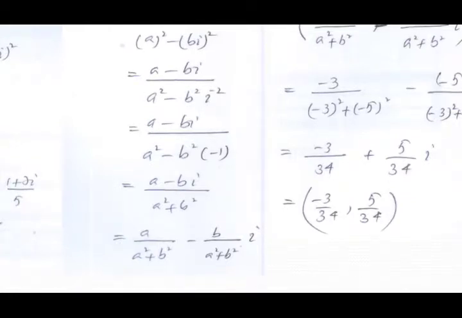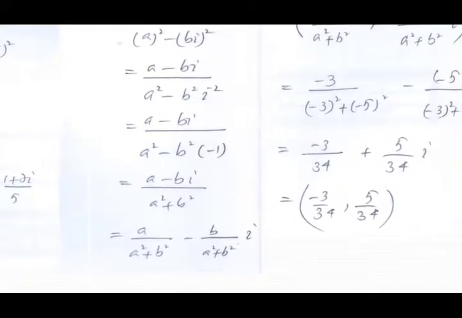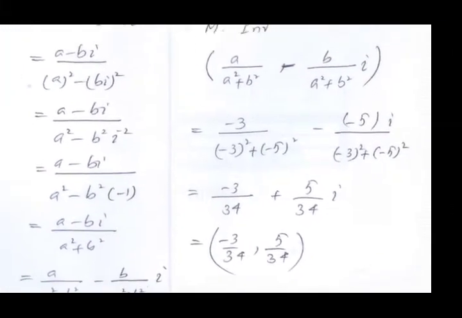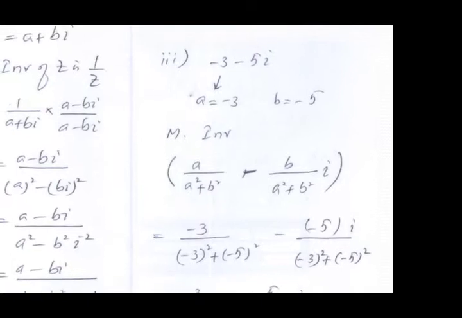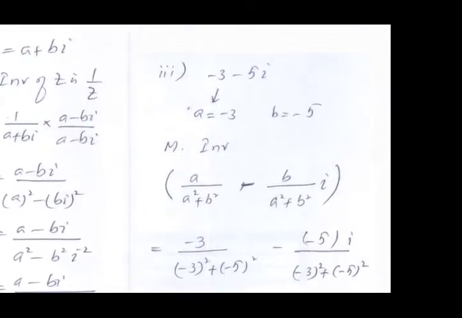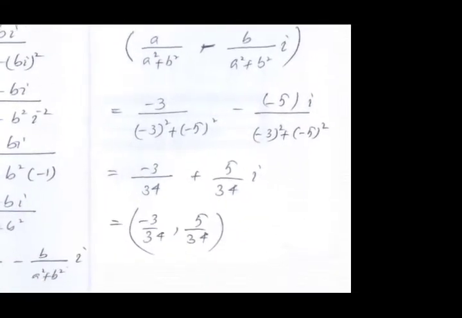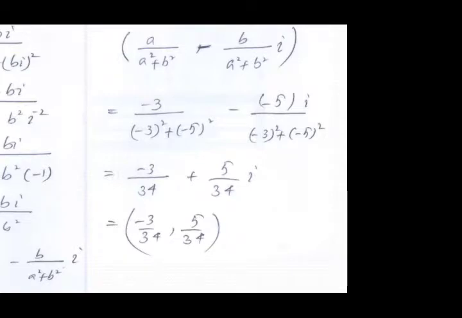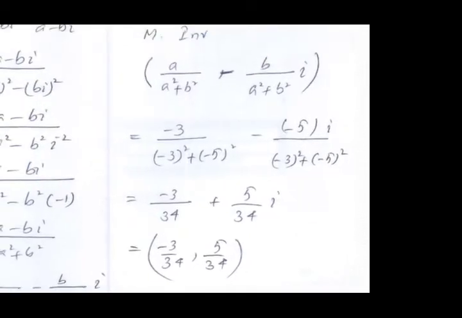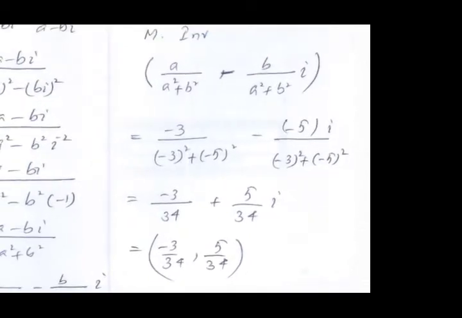We can use this formula if you learn it, and then use it like here. In this question, a is minus 3, b is minus 5, and we put these in the formula and get the result. Otherwise you can directly rationalize it and get the same answer.